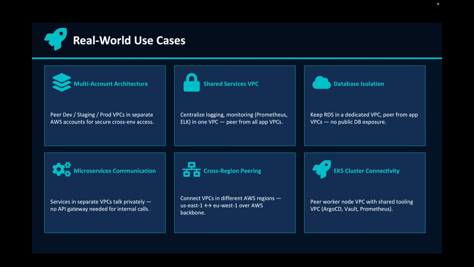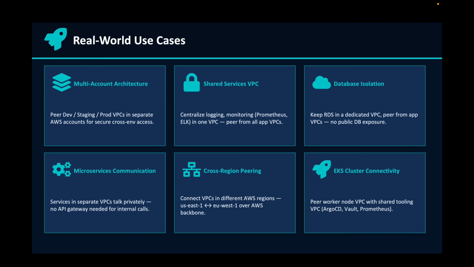So it has no public access or no public exposure, and you can peer from the app VPC. Like, you have deployed an application into a different VPC and you can peer that. Next is microservice communication. Microservices in separate VPCs talk privately, no API gateway needed for internal calls. It means you have created multiple APIs in multiple VPCs, so you can create the peering connection so they can talk to each other.